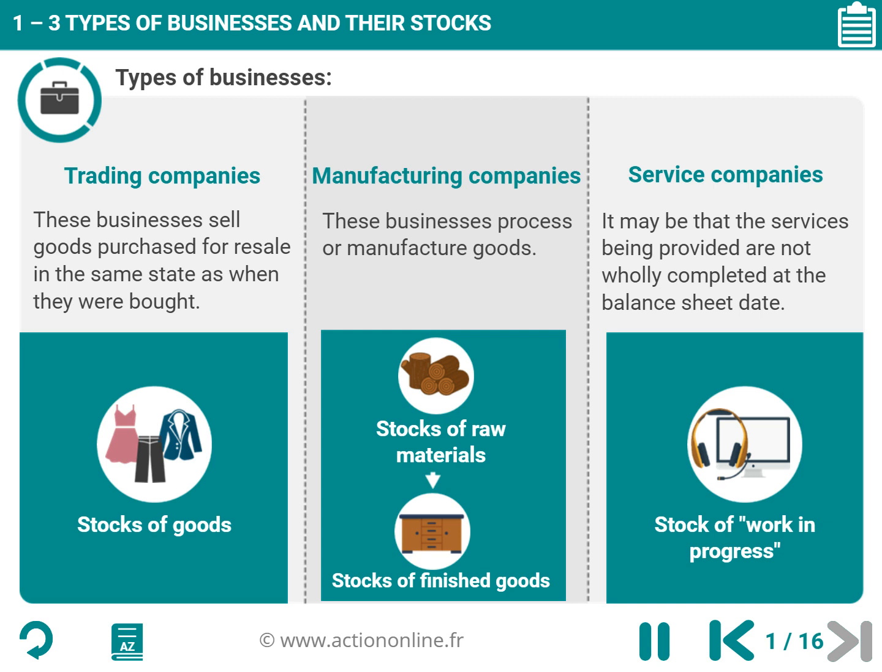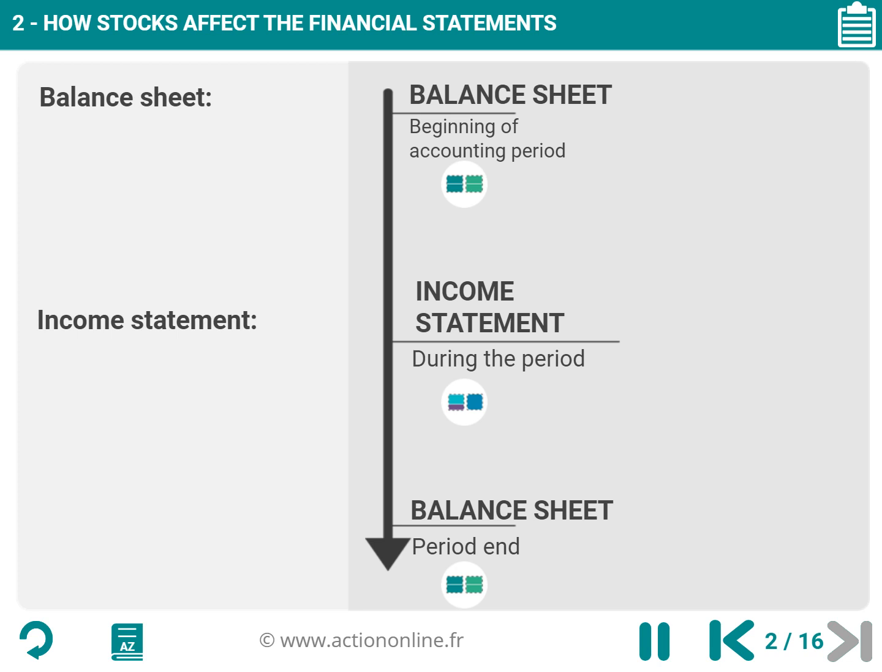In this module, we will only examine trading companies' stocks of goods purchased for resale and manufacturing companies' stocks of finished goods. For service companies, work in progress, the principle is the same as that used for stocks of finished goods in manufacturing companies. We will distinguish between two broad categories of stock: trading companies' stocks of goods purchased for resale and manufacturing companies' stocks of finished goods. We will look at how the stock affects the financial statements.